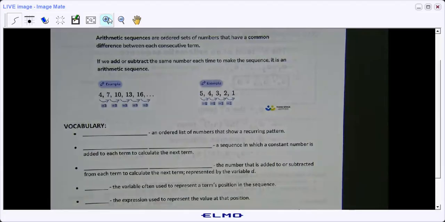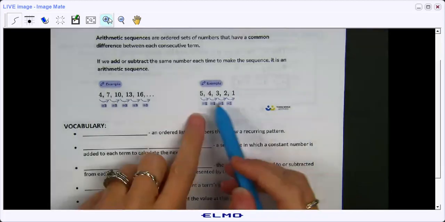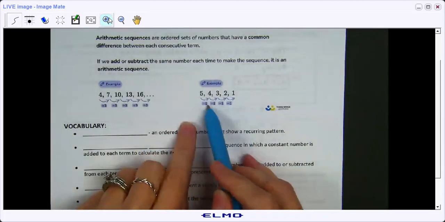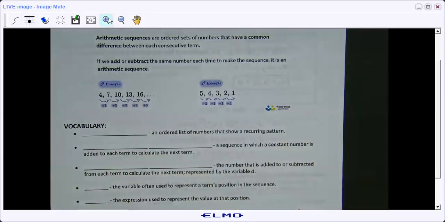Now, when we hear the word difference, we always think that we're subtracting. But in sequences, that is not the case. It's either adding or subtracting. You're just trying to find the difference between the two. Is it going to be a positive difference or a negative difference? And so when you look at the next example, from 5 to 4, 3, 2, 1, you're subtracting 1 each time. So your common difference would be -1.